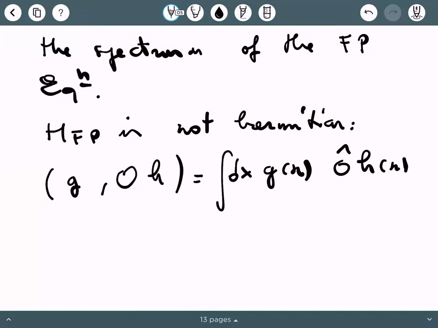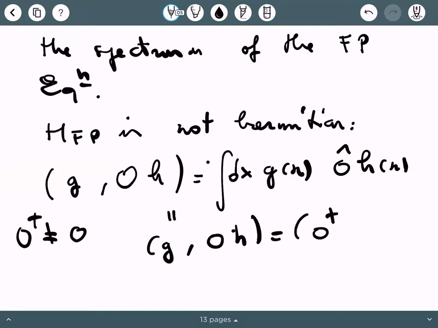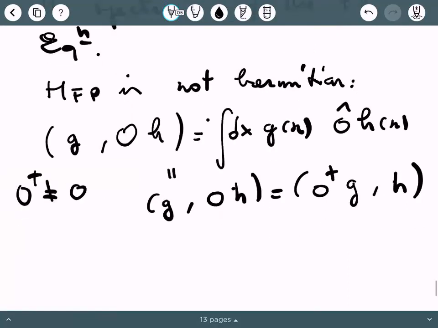Now, I can define another operator, let me call it O dagger, which is the adjoint of O, which is in general different from O. And I define it in such a way to be the operator such that this inner product is equal to this inner product. That's the notion of Hermitian conjugate. You should be familiar with this.